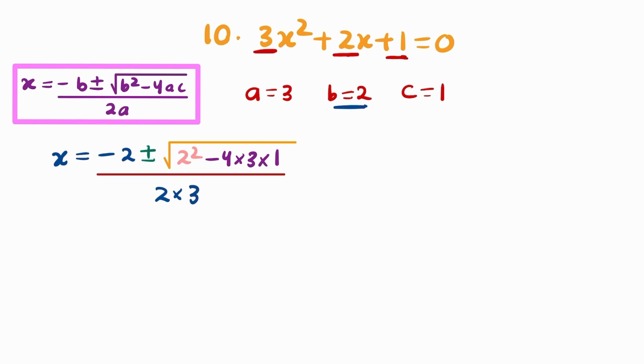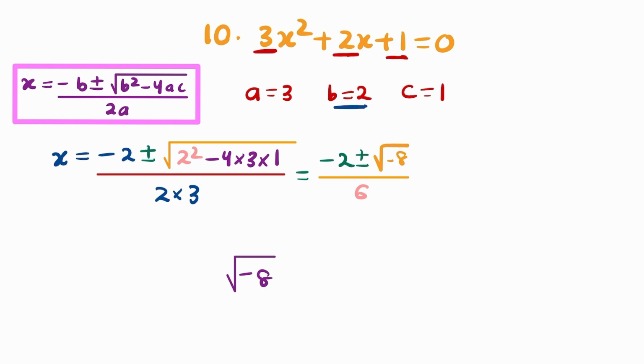Now we can simplify this equation further. Let's simplify what's inside the square root. 2 squared minus 4 times 3 times 1. What is 2 squared? 2 squared is 2 times 2, which is 4. And then minus 4 times 3 is minus 12. Minus 12 times 1 is yet again minus 12. So 4 minus 12 will be equal to minus 8. So we can rewrite this equation: minus 2 plus or minus the square root of minus 8 over 2 times 3, the denominator, which is 6.